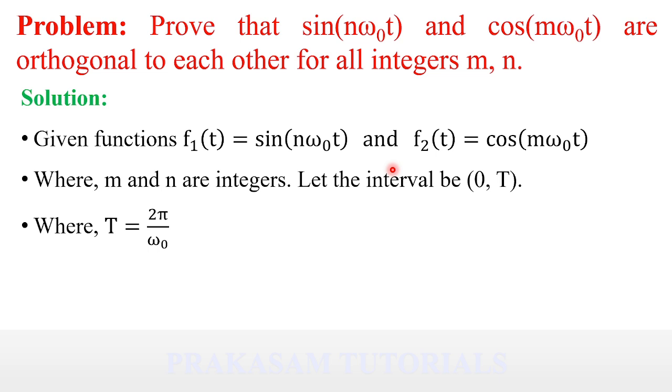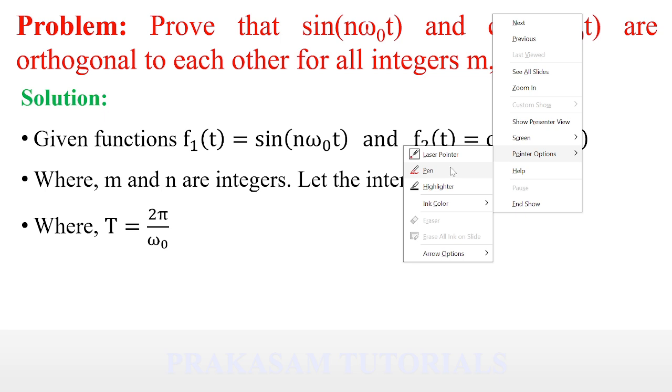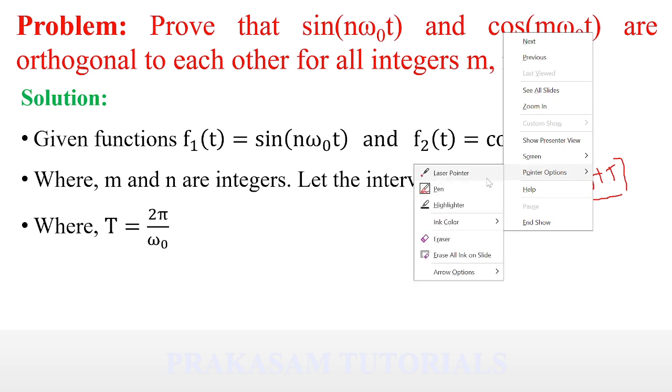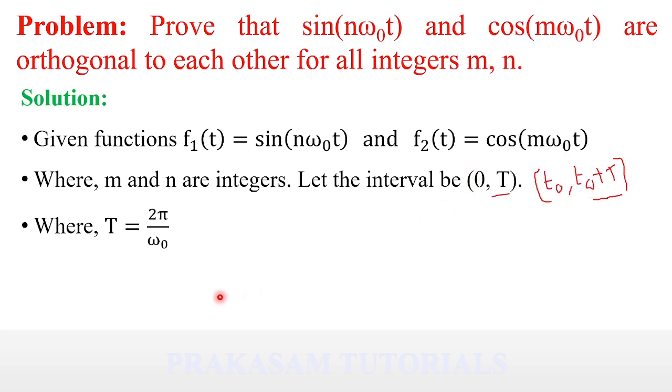Now we have to consider the interval. The interval is 0 comma capital T, or otherwise we have to consider t0 to t0 plus capital T. So we have to consider this interval or this interval, where capital T is the fundamental time period. The fundamental time period capital T is equal to 2 pi by omega naught.